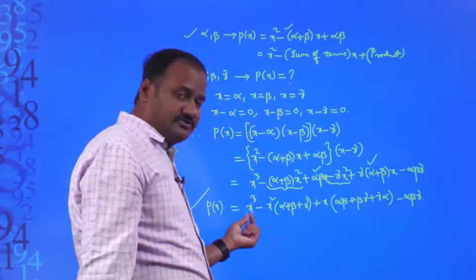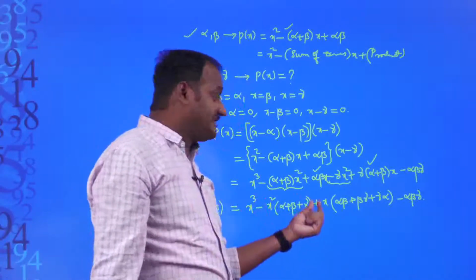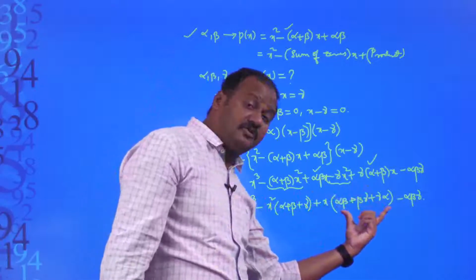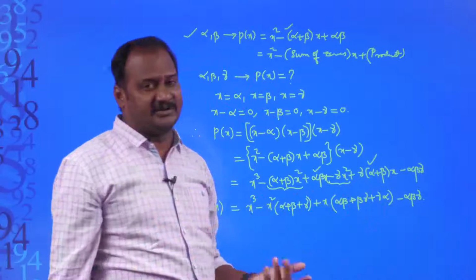so that you can remember this third degree polynomial when zeros are given, that is x cube minus x square into sum of zeros plus x into sum of product of zeros taken two at a time minus product of zeros.